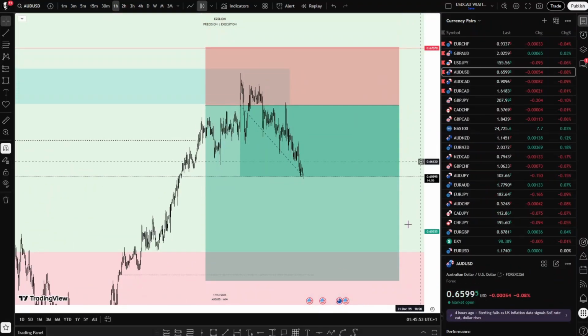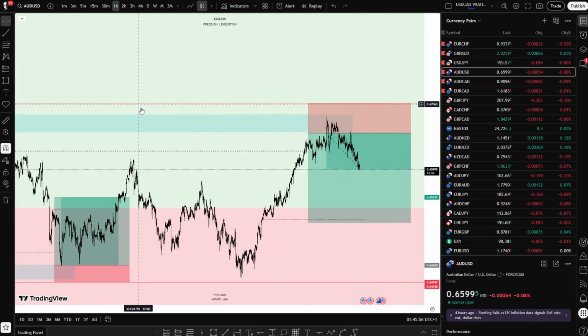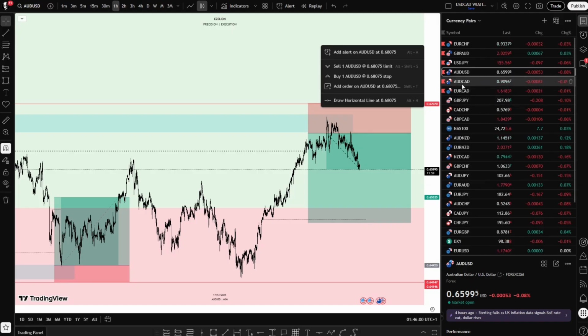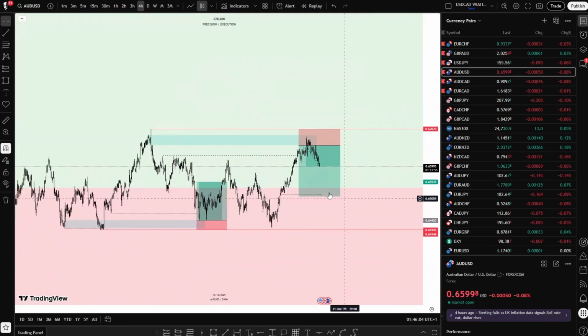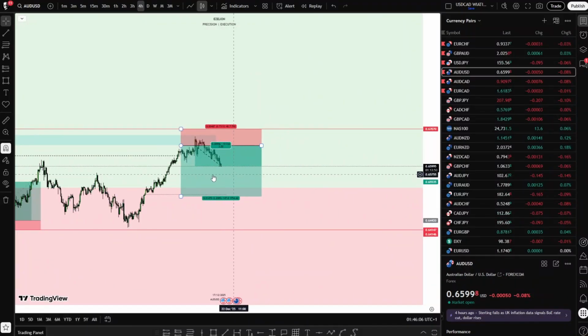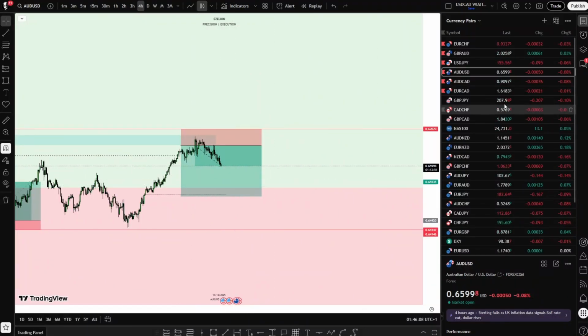This one is AUD card is already playing out. We are not interested in this setup. We're already in this setup, so this one is already playing out. This is already moving like 1.5 or 1 hour.